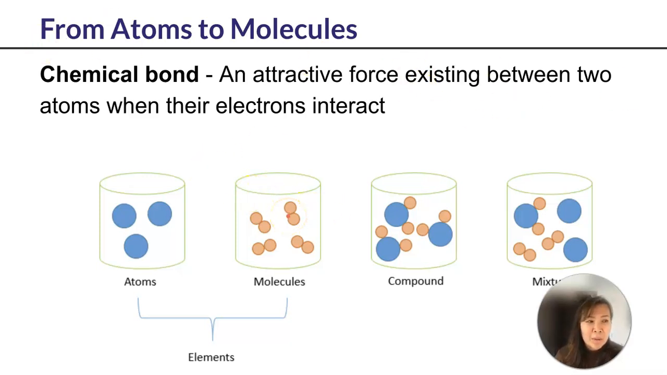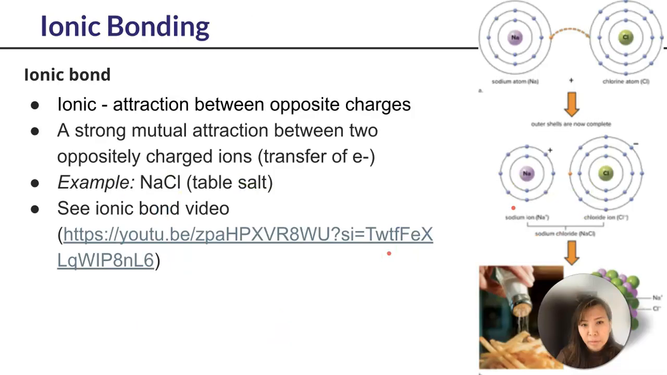We can have multiple molecules interacting with each other, and molecules that are made of different elements, right? So, for example, hydrogen and oxygen can form together and form compounds. So compounds are molecules that are made of two or more elements.